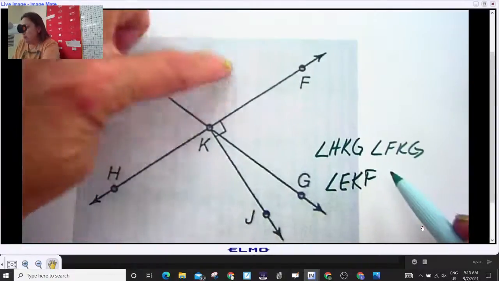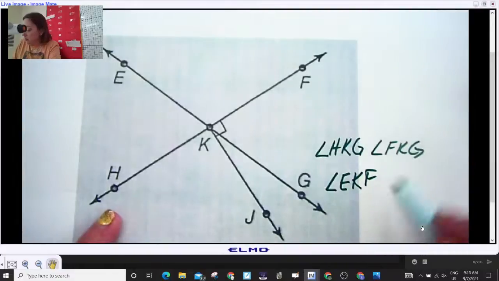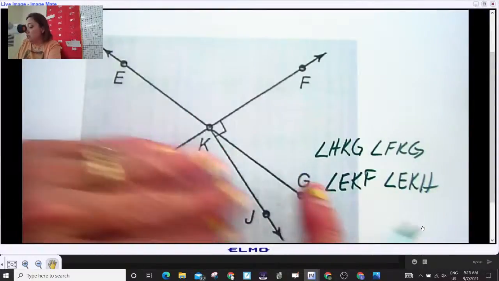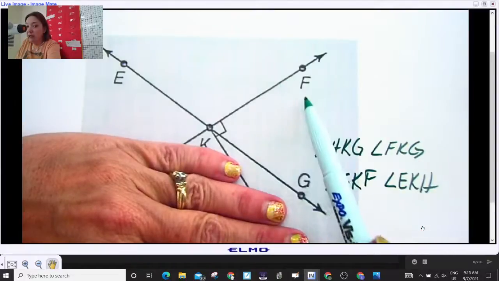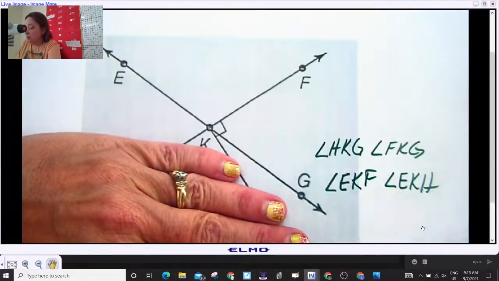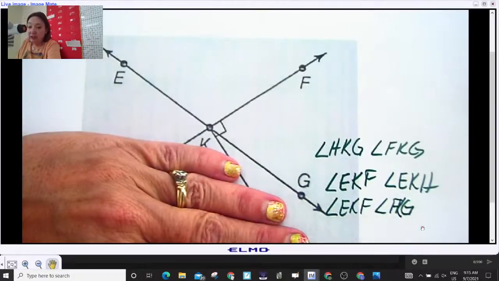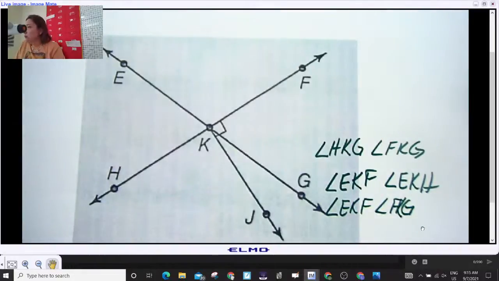EKF. So this guy with what? With angle EKH, that guy. Or we could go the other way with it, couldn't we? So we could do EKF with FKG. So we could do angle EKF with angle FKG. Right? Is that it, or is there more?